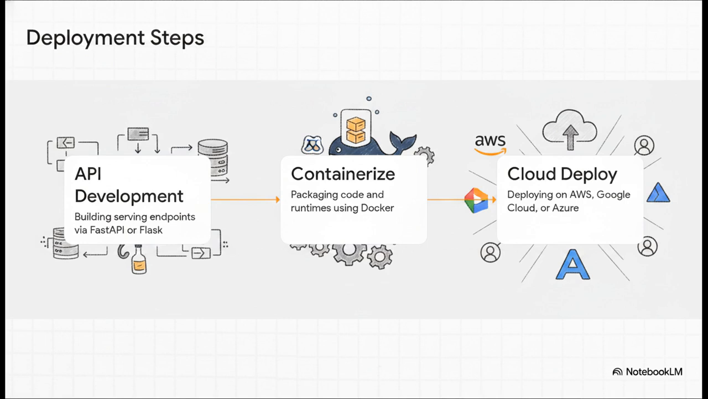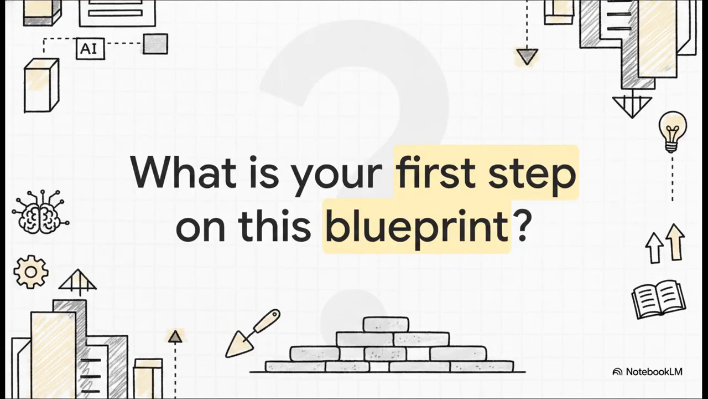Second, you use containerization, specifically Docker, to neatly package your code, runtimes, and system tools into a portable little box. And finally, you deploy those containers onto cloud infrastructure like AWS, Google Cloud, or Azure. This ensures your AI can scale safely and reliably to thousands or even millions of users. And there you have it, the complete architecture, from absolute zero to enterprise deployment. It is an incredible amount of information, for sure, but as you've seen, it's deeply structured and highly logical.